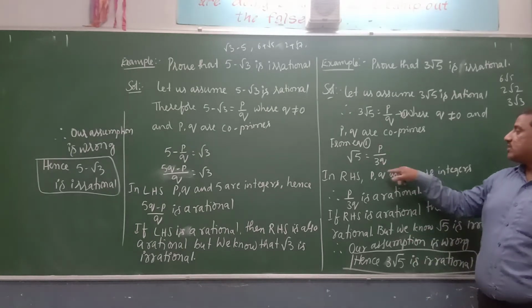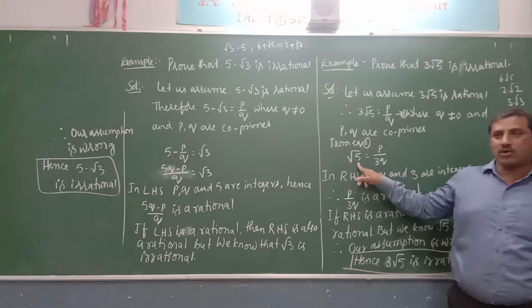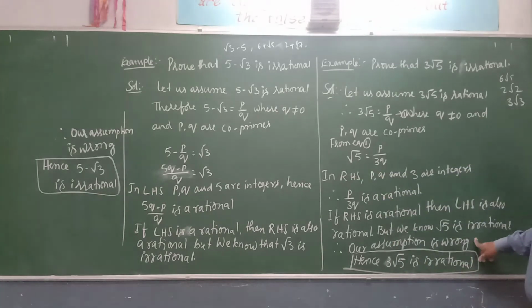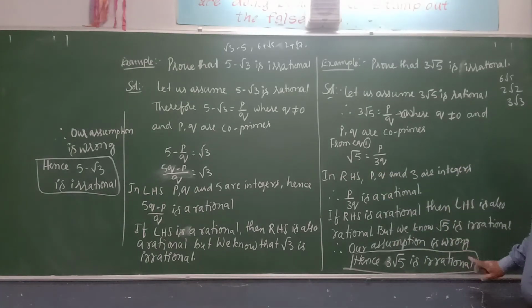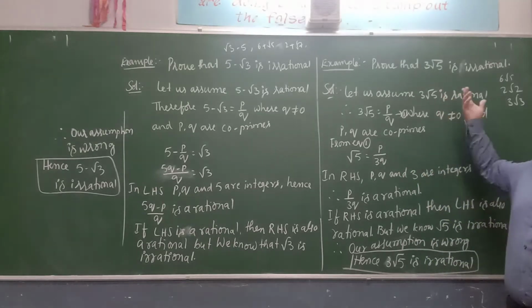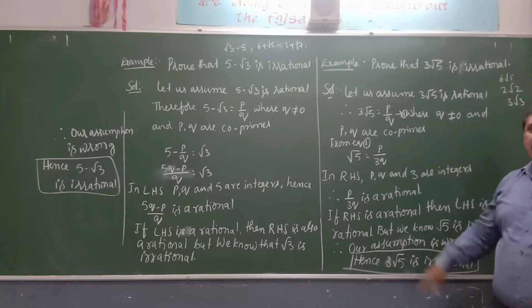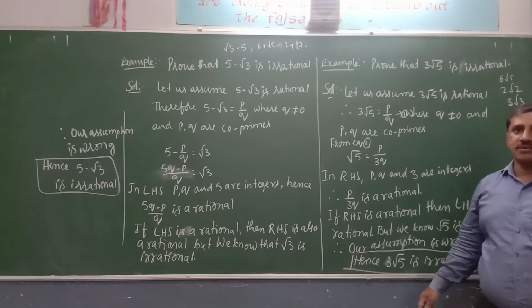So here the RHS is a rational number, and the LHS, root 5, is not a rational number; we know that it is an irrational number. Therefore our assumption is wrong. Hence 3 root 5 is irrational. So like this we prove 3 root 5 or any numbers like 6 root 5, 2 root 2, 3 root 3 are all irrational numbers. I hope you understood, children. We will continue with the next concept.